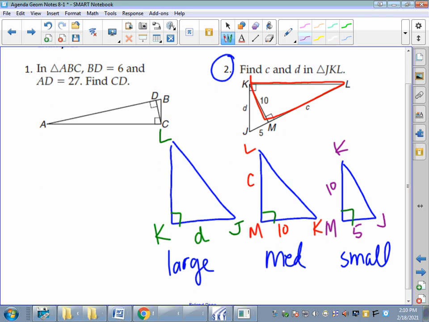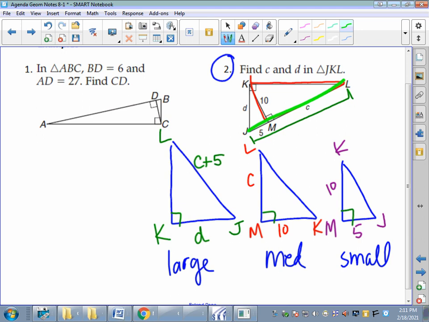let's do a little bit of setting up a proportion. Actually, you know what? I forgot this, didn't I? On this largest triangle, the length of LJ, we know that the two pieces, in order to get the whole length, we got to add those two guys together, don't we? So that's C plus 5.